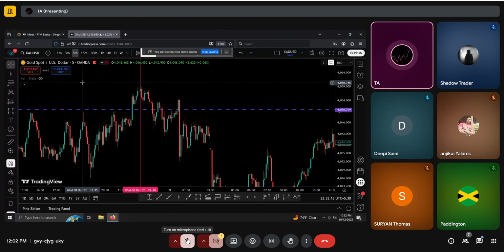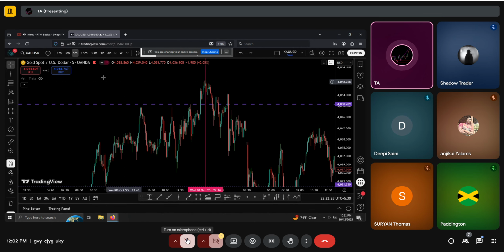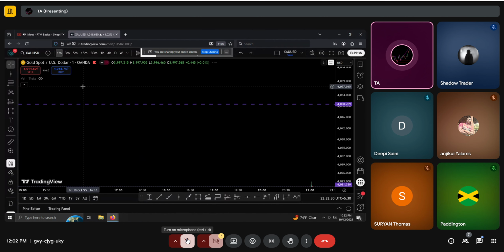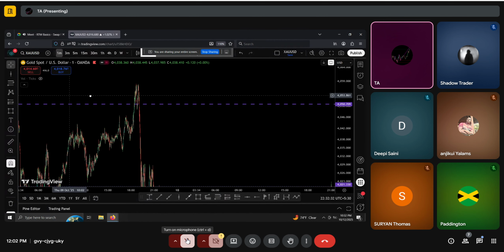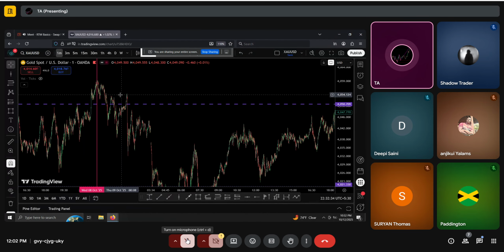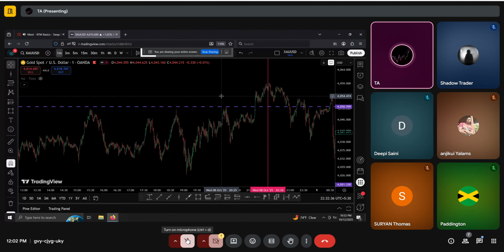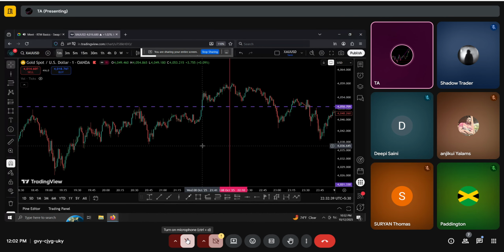Now you can see there is no pullback below this line and price goes up, right? Sometimes this happens. So what will you do in this case? How will you find the FTR in this case? We will fall back to a lower time frame. We will go to the 1 minute and see if data is available. Data is available here.